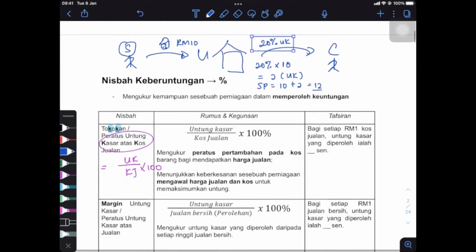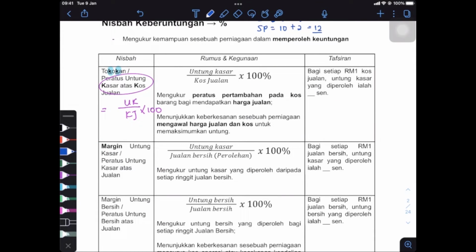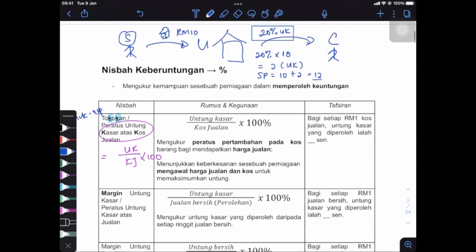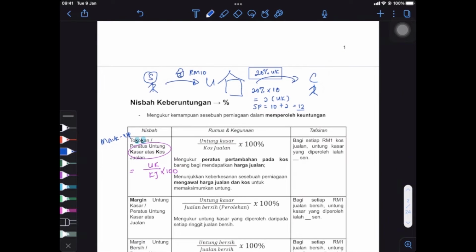And then we have another thing you can write down or note down is for tokokan, we have another name for it. It's called your markup. Okay, markup. So it's actually shown in this case. When we say markup in a business, basically means how much we want to increase from the cost to the selling price. The difference between your cost, how much you spend to buy the goods, to your selling price. So the difference between these two will be markup.